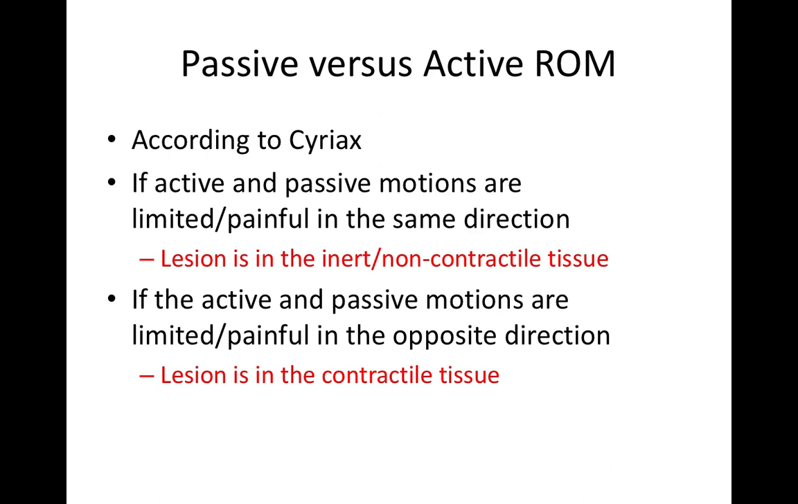If we have the example of active and passive movements that are limited and painful in opposite directions, the lesion is typically going to be in the contractile tissue. This would lead us to believe that there might be issues with muscle strength and muscle length as being the issue.